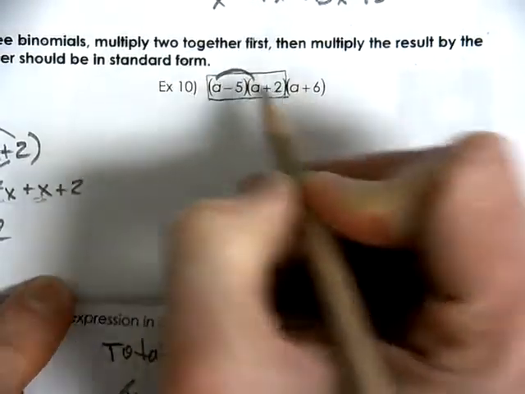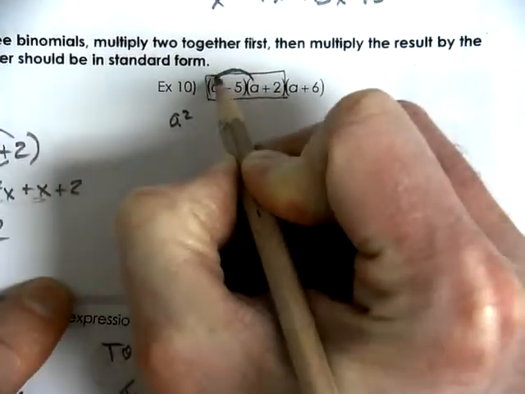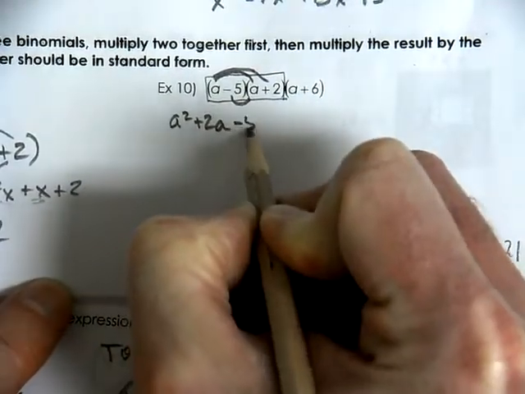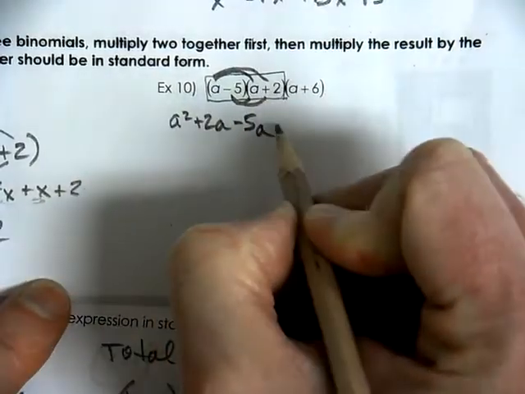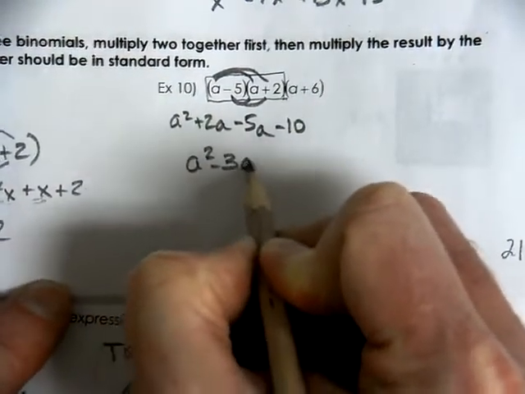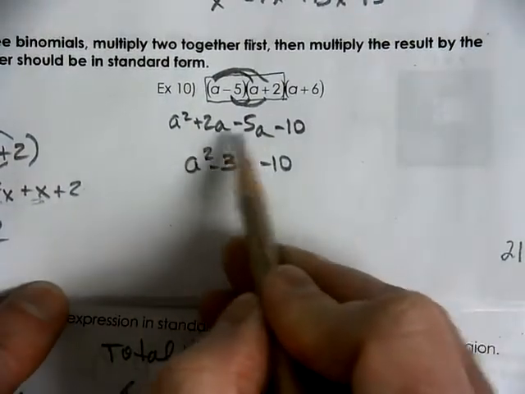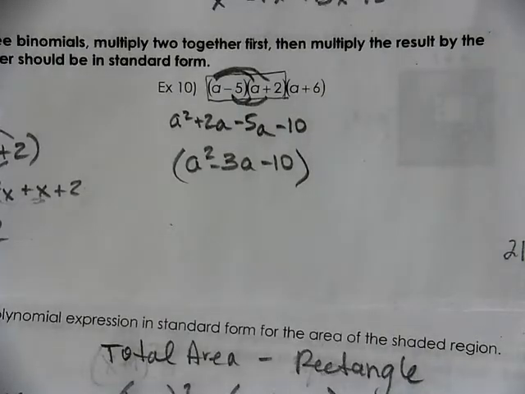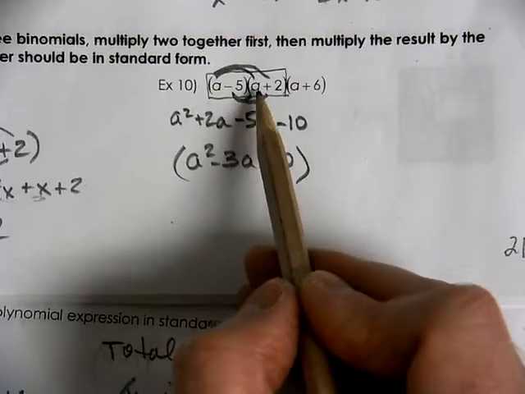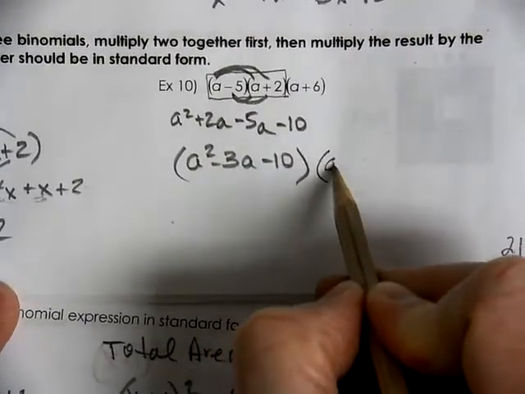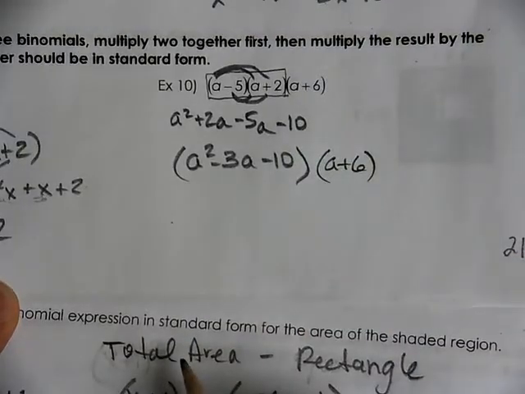So we'll say a times a is a squared. A times 2 is 2a, negative 5a, and negative 10. Then we can group our like terms together, our a's, and we have this a squared minus 3a minus 10. We FOILed that together. First, outer, inner, last. Now we're going to multiply that to the binomial at the end.